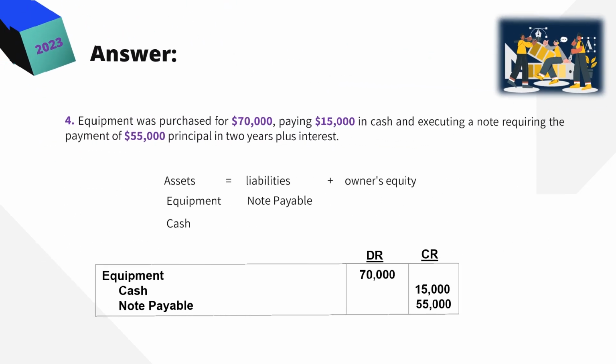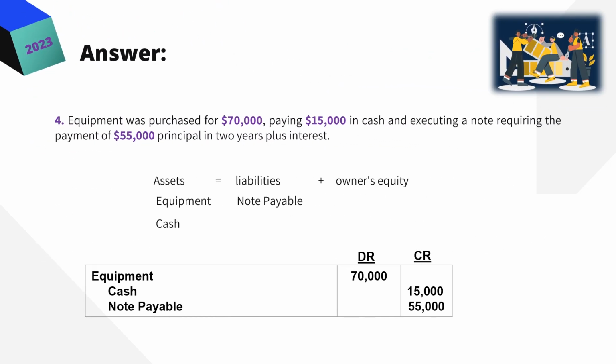Let's go ahead and look at our fourth transaction. Now, in this particular case, equipment was purchased at a cost of $70,000.